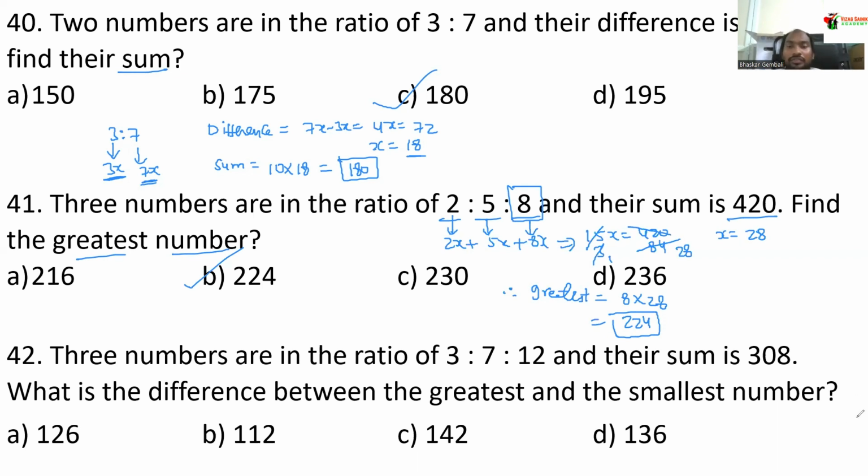3 numbers are in the ratio of 3 is to 7 is to 12 and their sum is 308. What is the difference between the greatest and the smallest? Okay, here also, what did we say about ratio? Together is the whole part. 3 parts, 7 parts, 12 parts. So 12 plus 7 is 19, 19 plus 3 is 22. That means 22 parts equal to 308. 11 2s 22, 11 28s 308. So each part is 14.